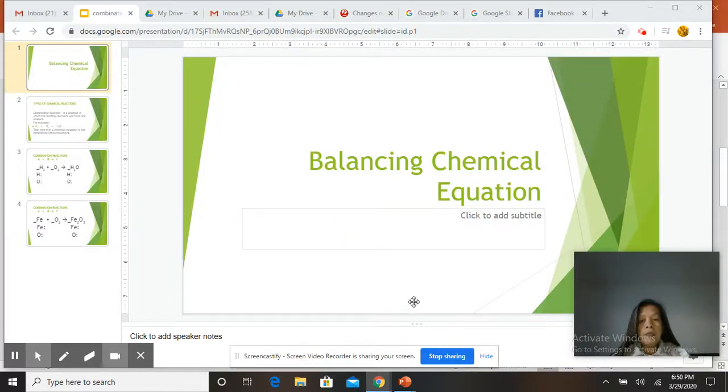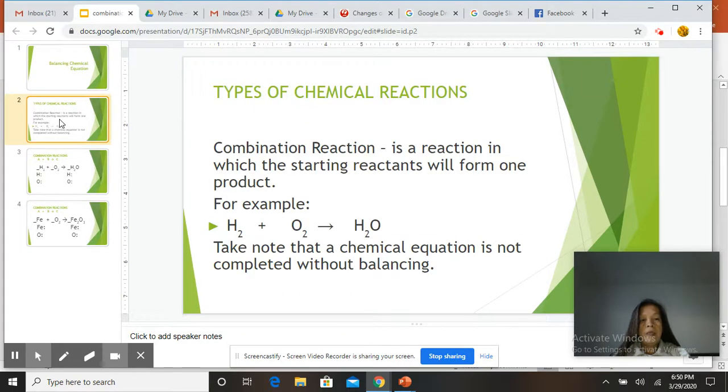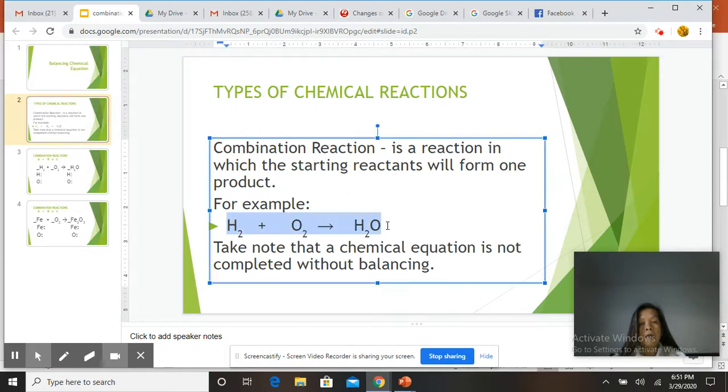Good morning. So today we're going to balance the equation. And in balancing equations, we're going to start with a combination reaction, which is a reaction starting with reactants that will form one product. So I wrote down an example here: hydrogen plus oxygen will form water.